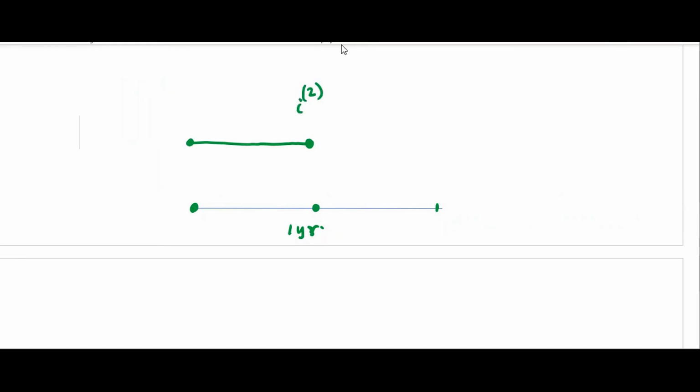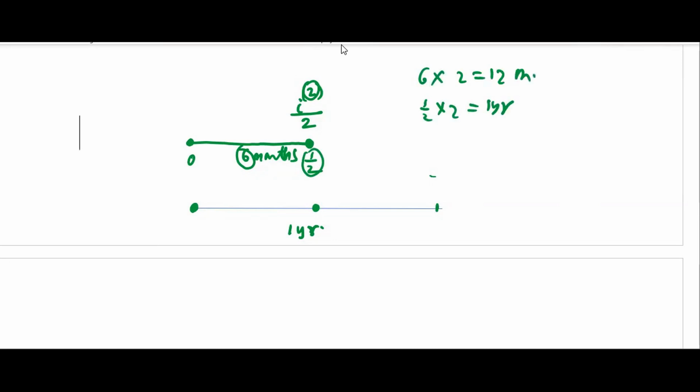this is 6 months. Let me write 6 months. What is the interest rate for 6 months? This is i2 divided by 2, because 6 multiplied by 2 is 12 months. In terms of a year, if you write 1 upon 2 and multiply, you should get 1 year. You can do this also. This is 1 year, or maybe 6 months multiplied by 2. This is 12 months, whatever way you decide.